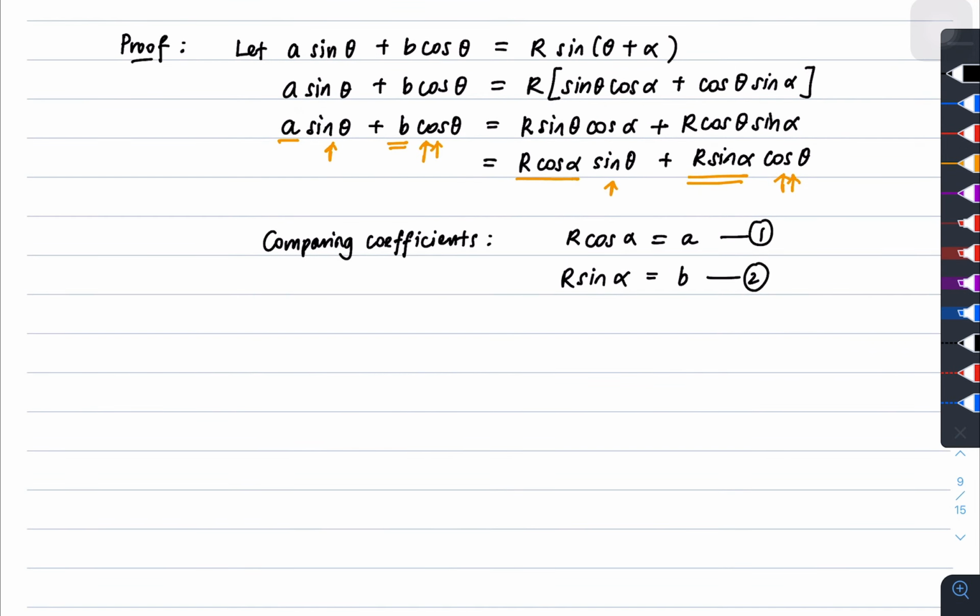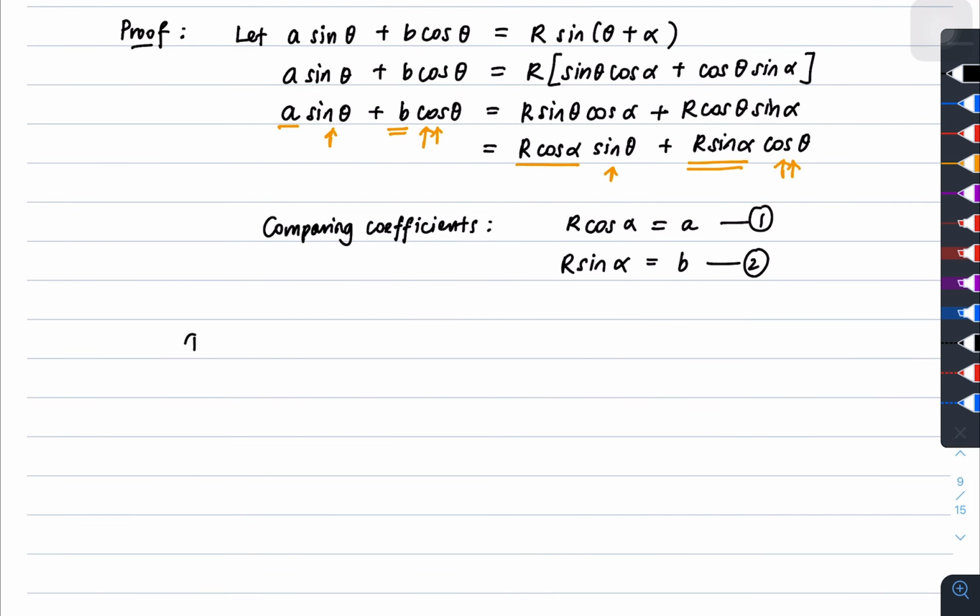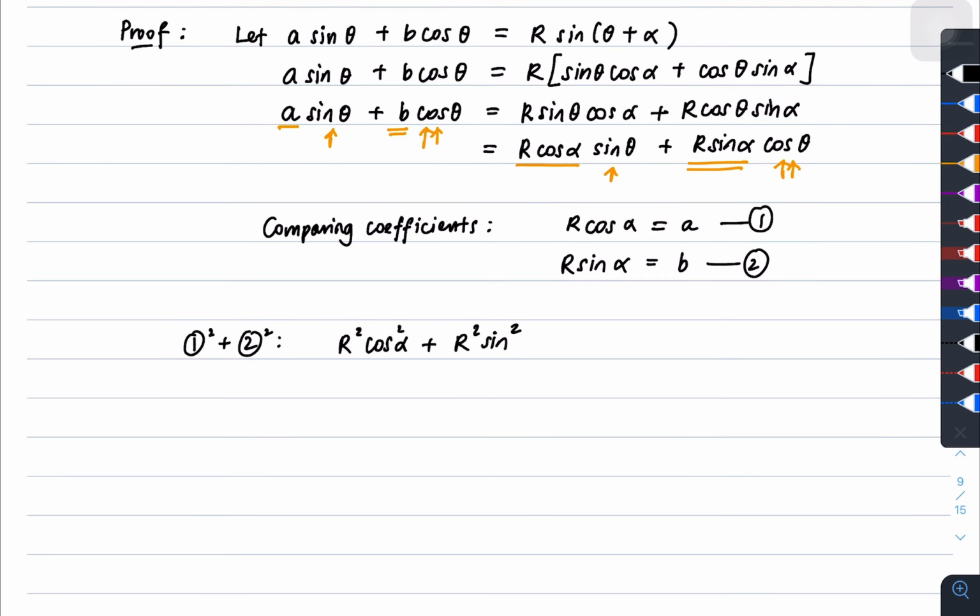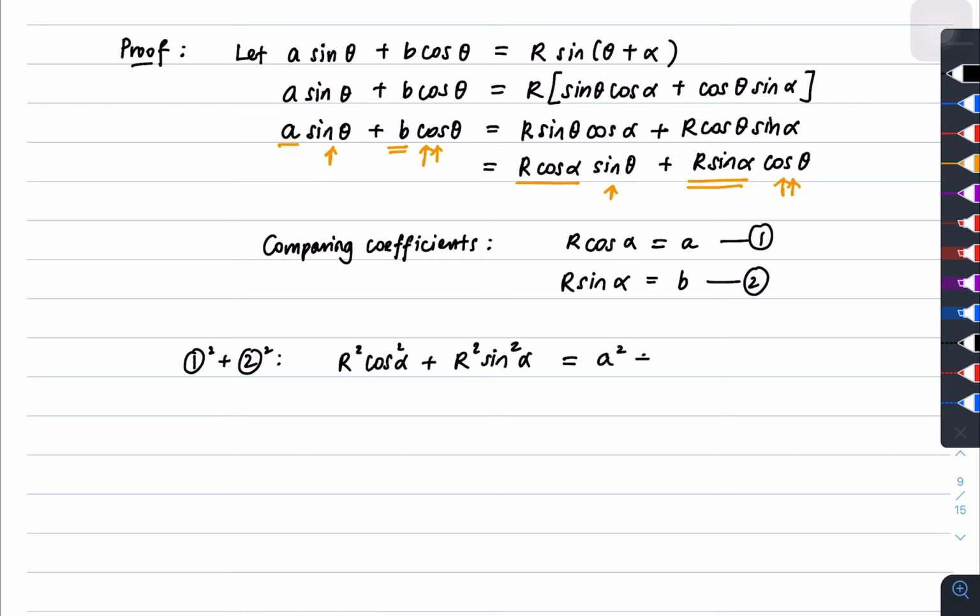Okay, so now with this one, I can actually do two operations to it. The first operation is I'm going to take 1 squared plus 2 squared, and I'm going to see what happens. So when I have 1 squared plus 2 squared, I'm going to have R cos alpha squared on the left plus R squared sine squared alpha on the left as well. Then this will be equal to A squared plus B squared, right? So when I factorize this, I'm going to have R squared times cos squared alpha plus sine squared alpha equals A squared plus B squared.